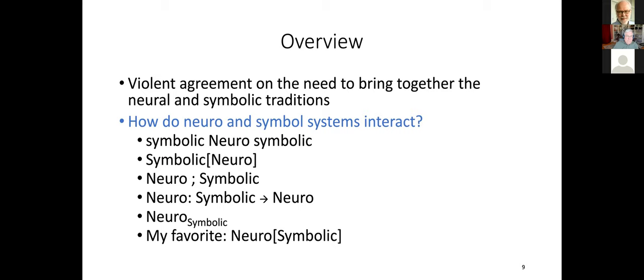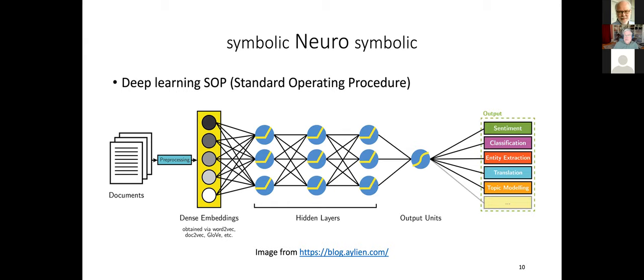So I think when I first came up with my list, I had five different categories. I added a sixth, and I've received email from people pointing out, well, what about seven and eight? So I just would like to offer this as a starting point. And perhaps there also are cases where some of these distinctions I'm making could be collapsed. So the first I would call the deep learning standard operating procedure. And I would say this is the mainstream view of neurosymbolic reasoning as viewed by, for example, Yann LeCun and Geoff Hinton.